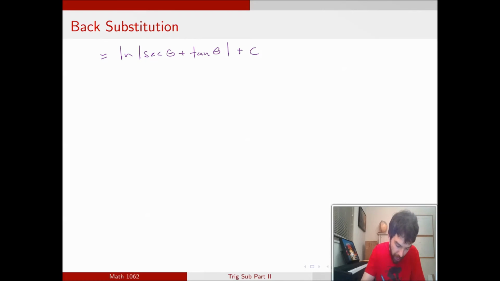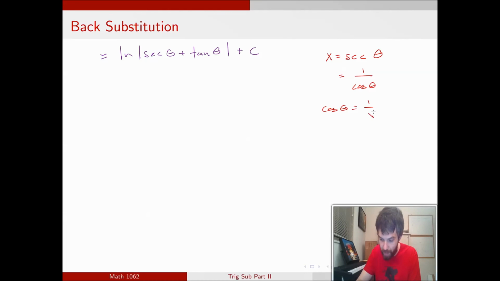And this is the real thing that I wanted to demonstrate, how to deal with this. Now, if I go all the way back to the beginning, we had that x was described to be secant of theta. Or in other words, this is 1 divided by cosine of theta, or another way to write it is cosine of theta is equal to 1 divided by x. Now I write this because I want to know how secant and tangent relate back to x. And I have a trigonometric relationship. I know what cosine of theta is, so I should be able to figure out what secant of theta is and what tangent of theta is.